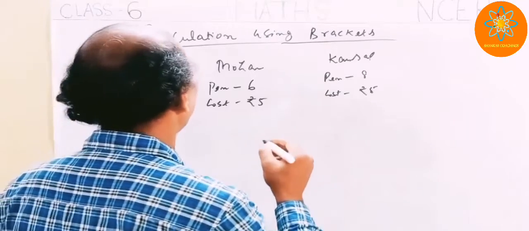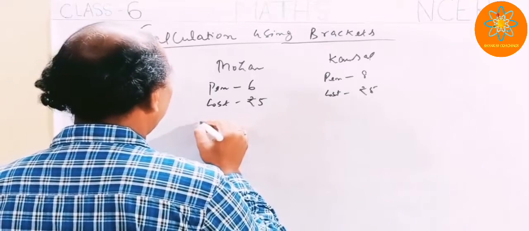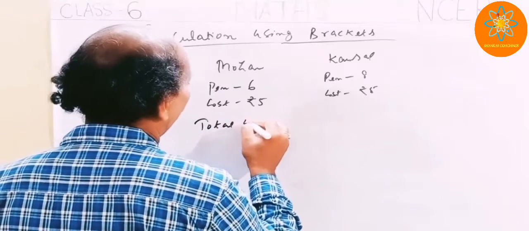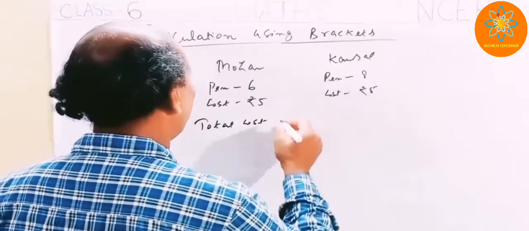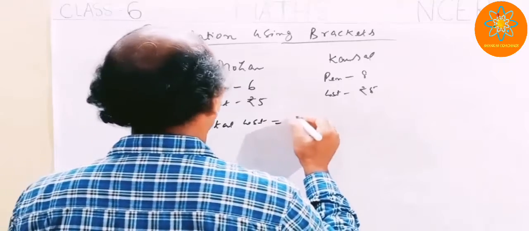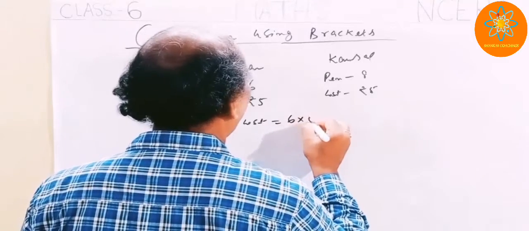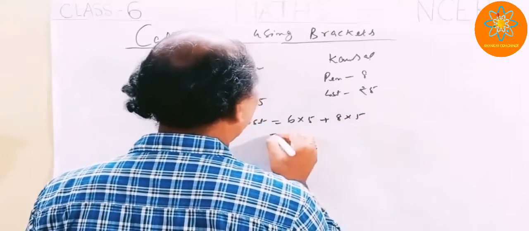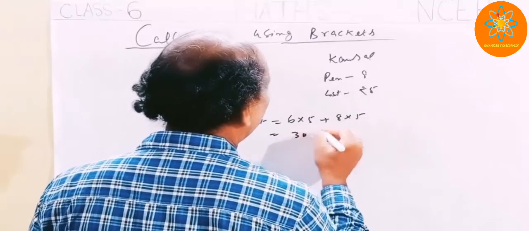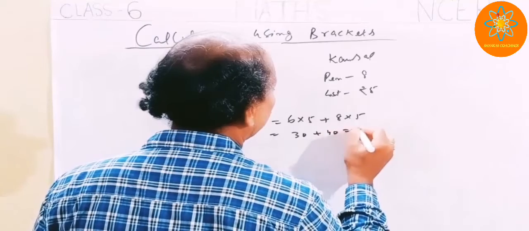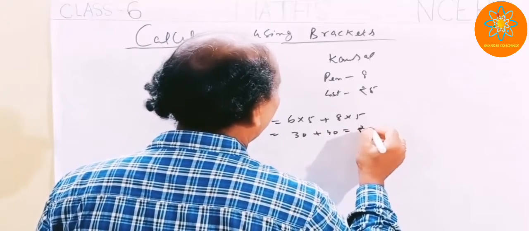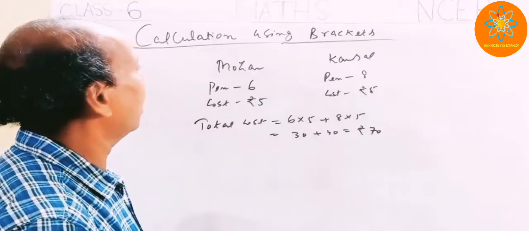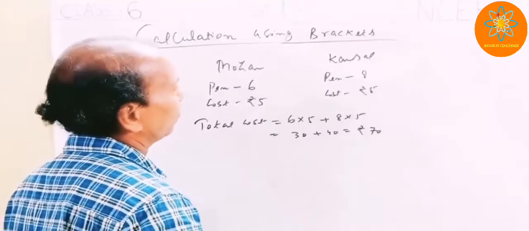For example, I can calculate the total cost. This is equal to 6 into 5 plus 8 into 5, that is 30 plus 40, that is 70 rupees. This I can solve with the help of brackets also.